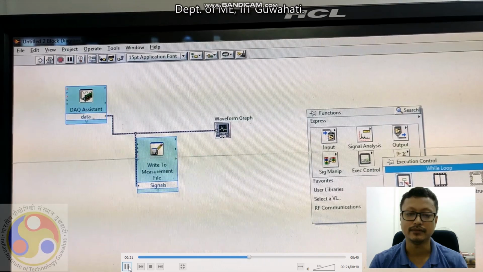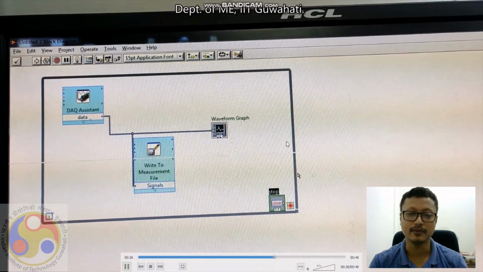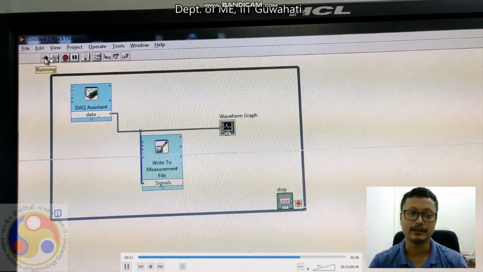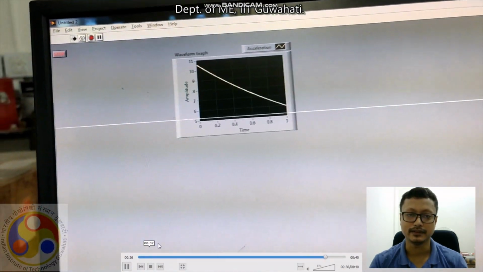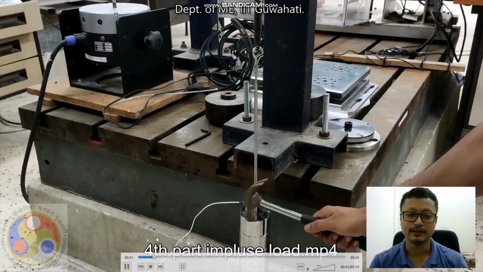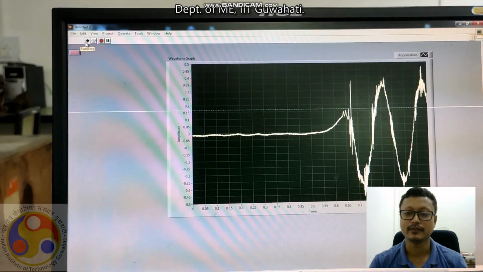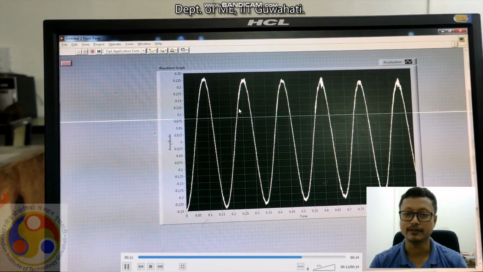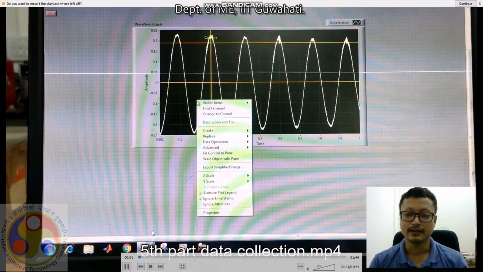Then for execute control, you put a while loop around all of the block diagram, so it will run continuously. By clicking run, you can get the data of your system from the accelerometer. See, we are striking with a hammer, it starts oscillating, and we are getting the data like this. Wait some time so that you get better data. Then you can stop, pause there, and you can get this data.